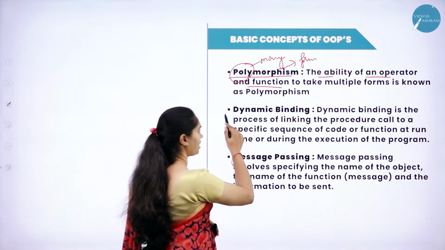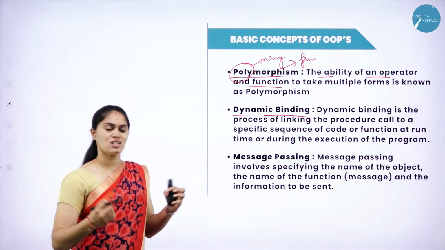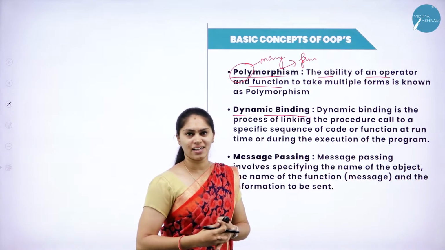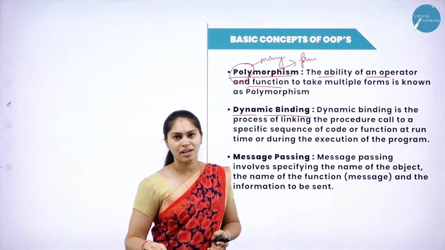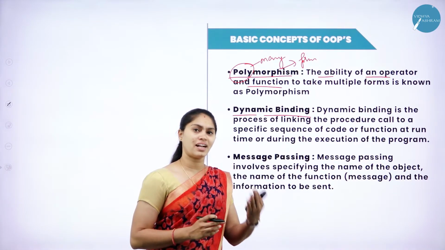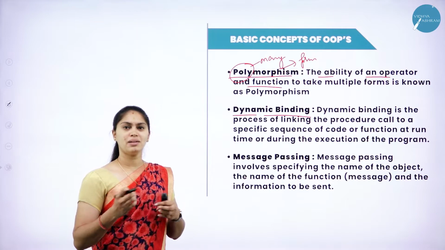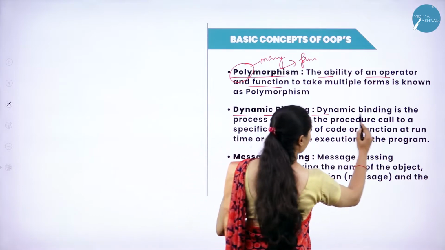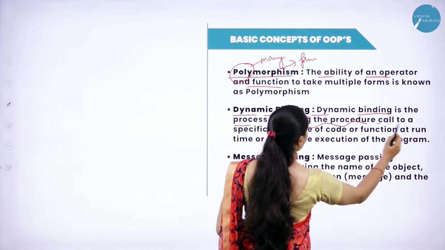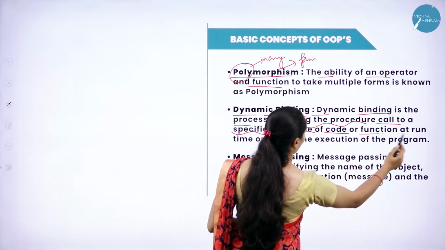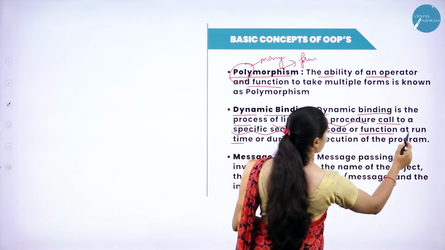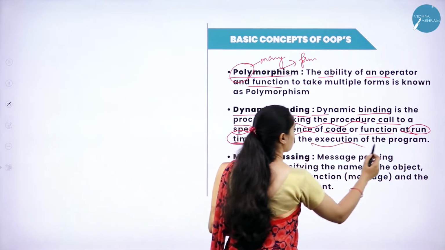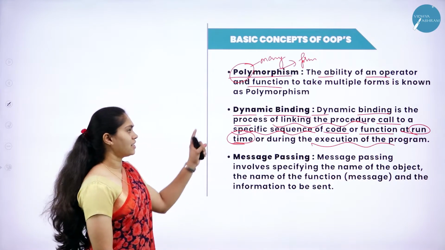Then what is dynamic binding here? If I say binding, that is grouping or collection, where we are combining some data with another data. When we are doing this with respect to the execution of a program, or when the runtime of a program is taking place, then that will be considered as dynamic binding. Dynamic binding is the process of linking the procedure call to a specific sequence of code or function at runtime. So you have to remember this runtime, the time of execution of a program. That will be termed as dynamic binding.